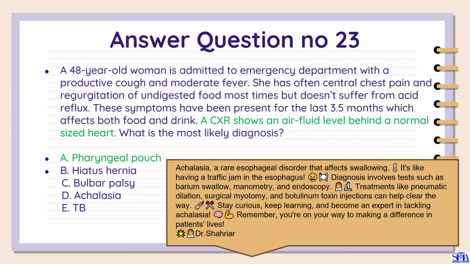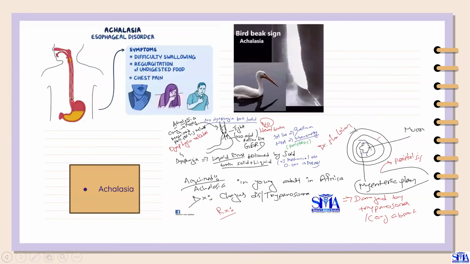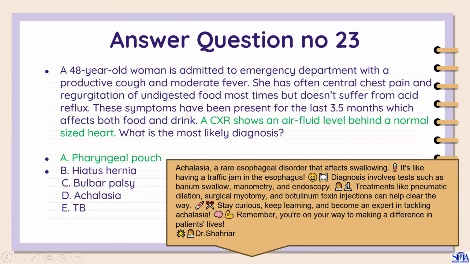So the pharyngeal pouch, with some complication, is a rare condition, as you can see, a disorder affecting the swallowing. So this is the explanation of the swallowing thing. It's like a traffic jam in the esophagus. Okay. So you can do the barium study, manometry and some other tests to rule it out. And of course, barium would be necessary in those cases. But the closest one here is achalasia actually.